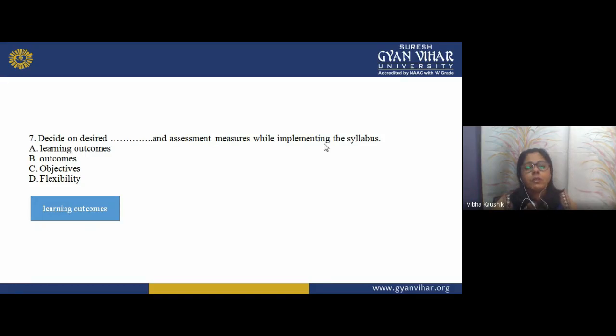The correct answer is option A, and that is learning outcomes. It means decide on desired learning outcomes and assessment measures while implementing the syllabus. While we are implementing the syllabus, we have to decide that these are the learning outcomes which I will be able to accomplish after the completion of the syllabus, and these will be the assessment measures related to that particular topic of that particular subject.